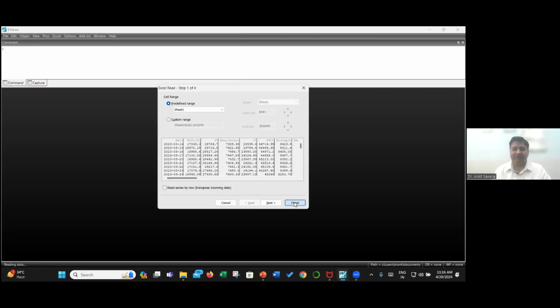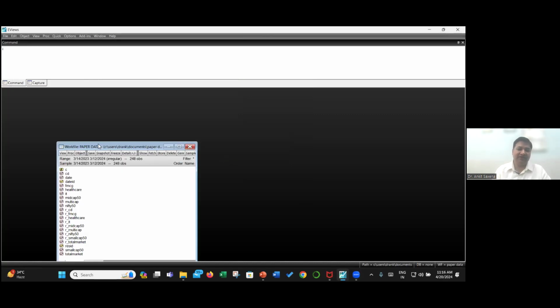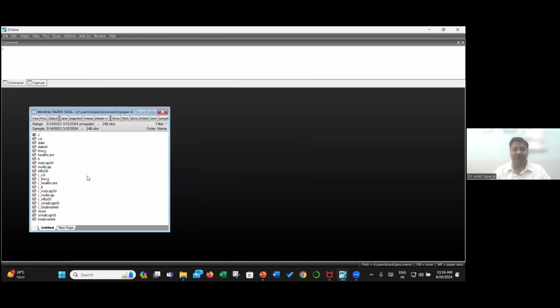So this was the data. I'm just clicking directly, finishing the import here quickly. So this, let's see, this is the data that we were working on. And yesterday we developed a model for small cap returns, depending on the mid cap returns and the Nifty returns. So we developed a regression model for that purpose.